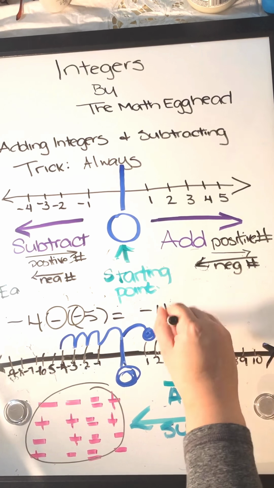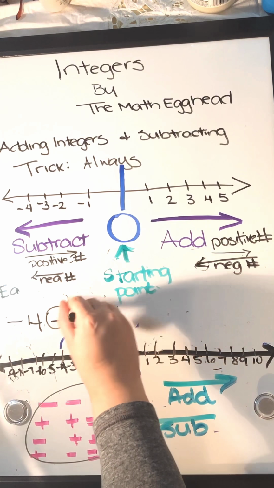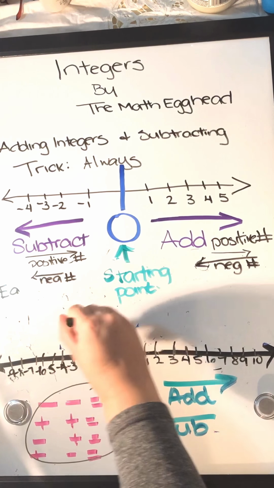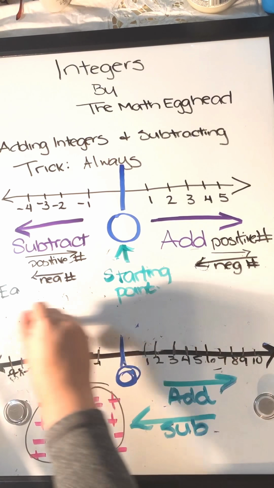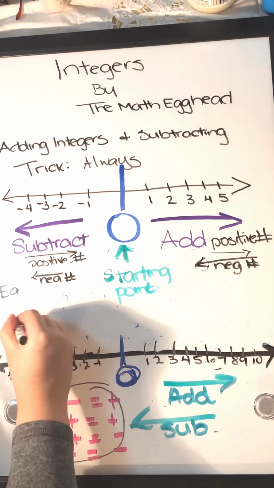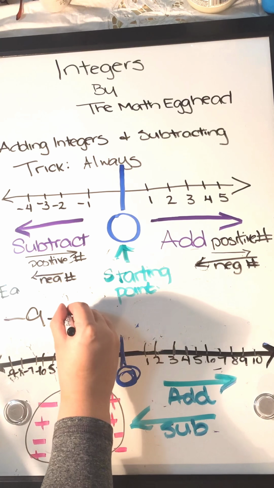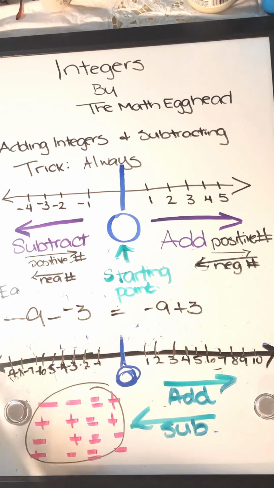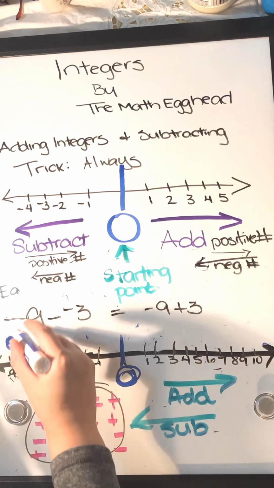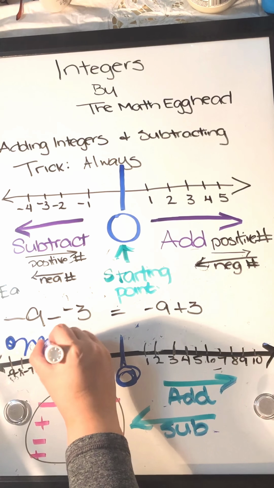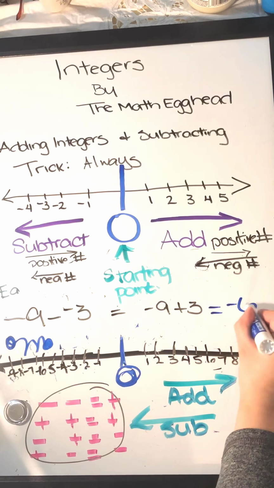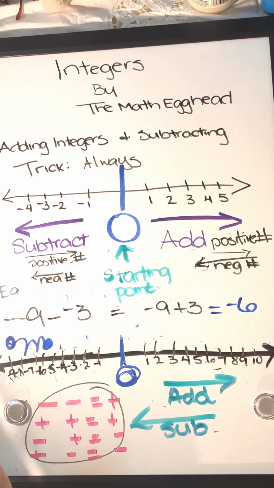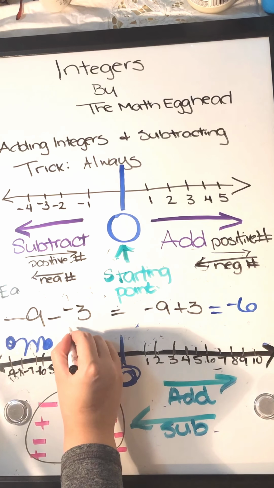Let me erase this and let me show you another problem. What about negative 9 minus negative 3? Again, we know that those two negative symbols, the negative and the subtraction, multiplied together is a positive. When you're multiplying any two signs that are alike, it is positive. So we start at negative 9. We're adding a positive 3. We're going to the right, 1, 2, 3, and we end up with negative 6. This is all going to become very easy for you guys.